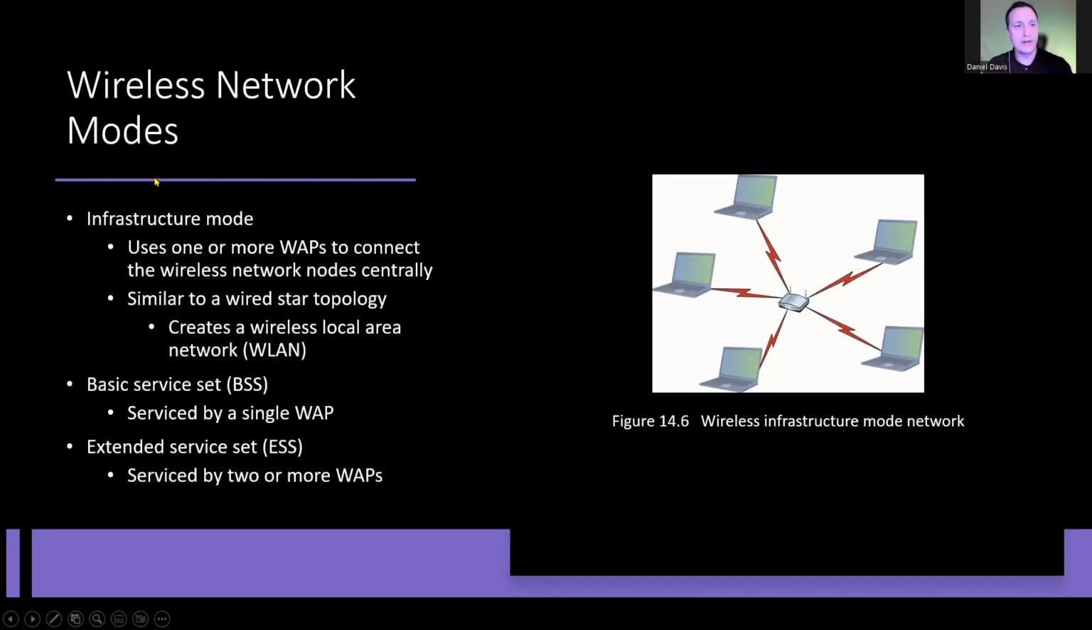The other mode that we're going to talk about is the infrastructure mode. It uses one or more wireless access points to connect the wireless network nodes. So it's going to be similar to a star topology type network. We have a couple key terms to think about here: BSS, basic service set, which is when it's serviced by a single wireless access point, and an extended service set when we're using two or more wireless access points.